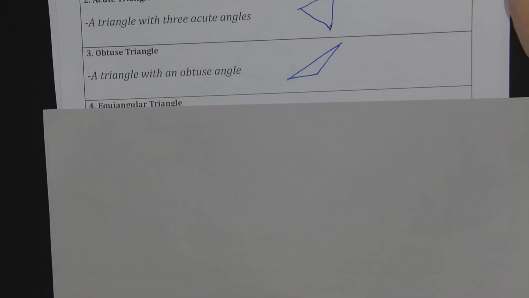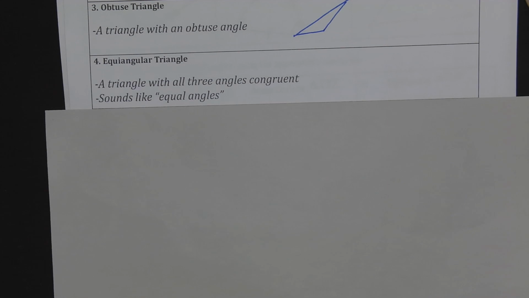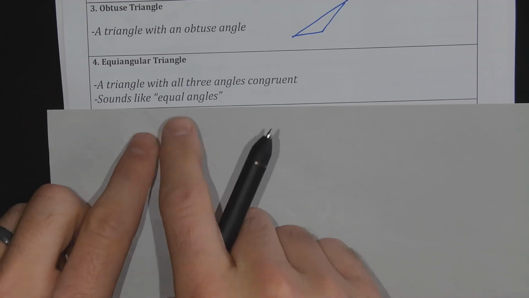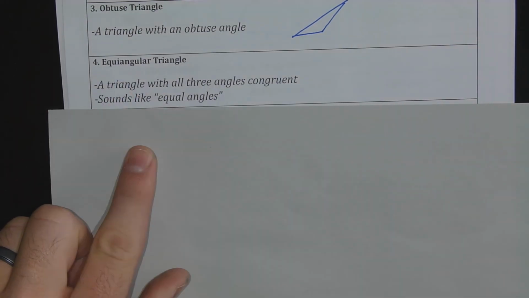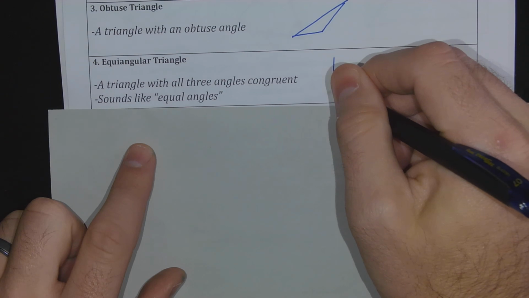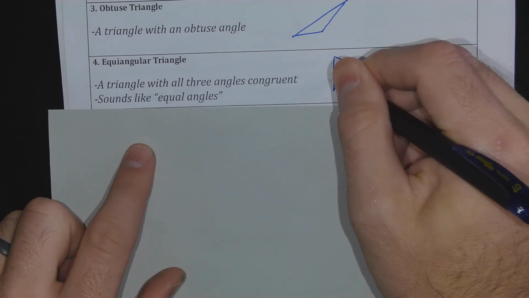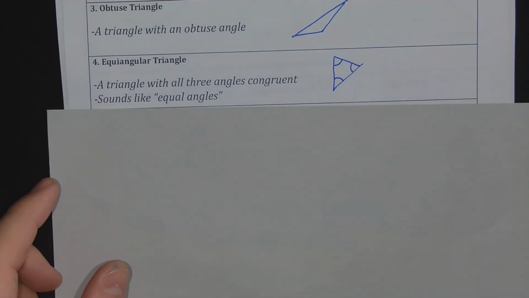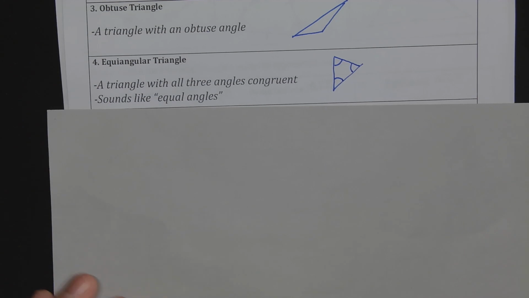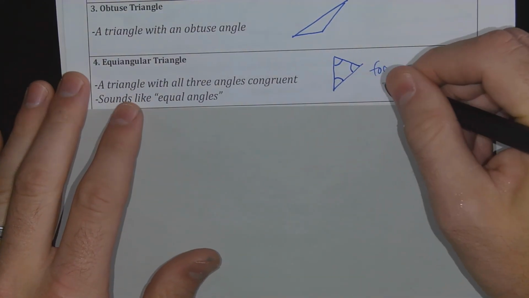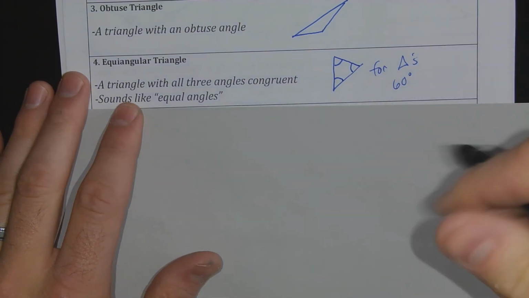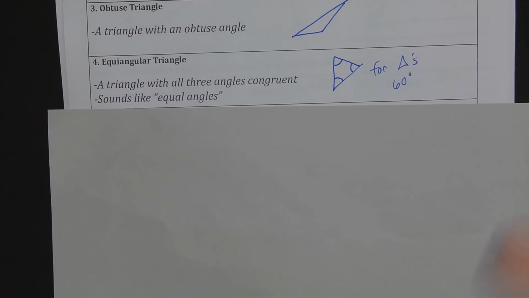The fourth type of triangle is an equiangular triangle. An equiangular triangle is a triangle with all 3 angles that are congruent. It sounds like equal angles, equiangular triangle. So drawing this, you're going to draw a triangle and then 3 arcs matching to showcase that all 3 angles are the exact same measure. For triangles, it's always going to be 60 degrees in this case. So if you see a triangle with 3 60-degree angles or even 2 60-degree angles, you're going to know that for sure it's going to be an equiangular triangle.